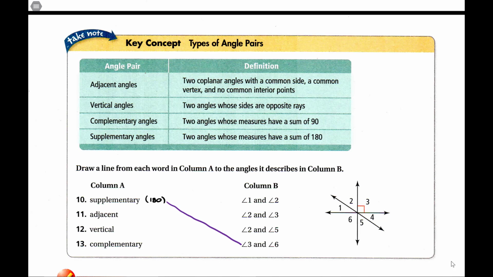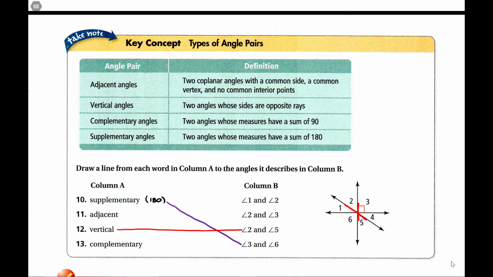So then let's look at angle 2 and angle 5. Again, we see that those two angles are vertical from each other, and vertical angles are congruent as well. They have the same angle measure. So angle 2 and angle 5 are vertical.